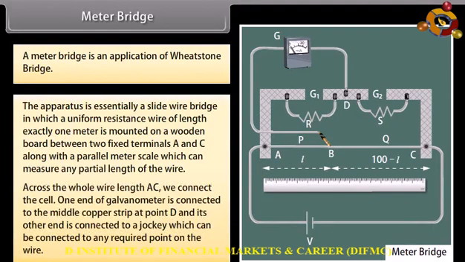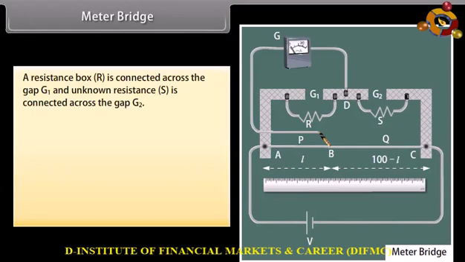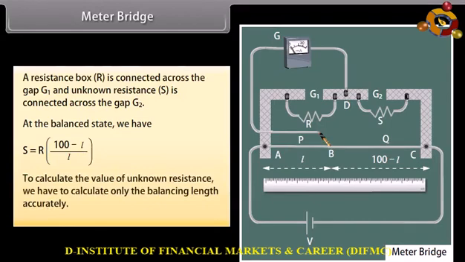Across the whole wire length AC, we connect the cell. One end of the galvanometer is connected to the middle copper strip at point D, and its other end is connected to a jockey which can be connected to any required point on the wire. A resistance box is connected across the gap G1 and unknown resistance is connected across the gap G2. At the balance state, we have S is equal to R times (100 minus L) upon L. To calculate the value of unknown resistance, we have to calculate only the balancing length accurately.